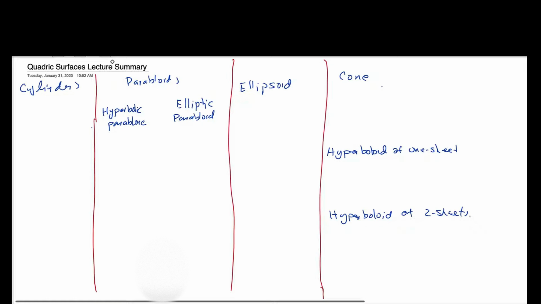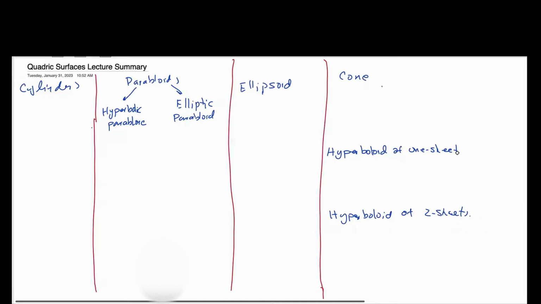Let's do a summary of the lecture. Quadric surfaces. I'm going to talk about cylinders, paraboloids. Paraboloids come into hyperbolic paraboloids. They have two different types: elliptic paraboloids, and then talk about ellipsoid, talk about cone, hyperboloids of one sheet, hyperboloids of two sheets.